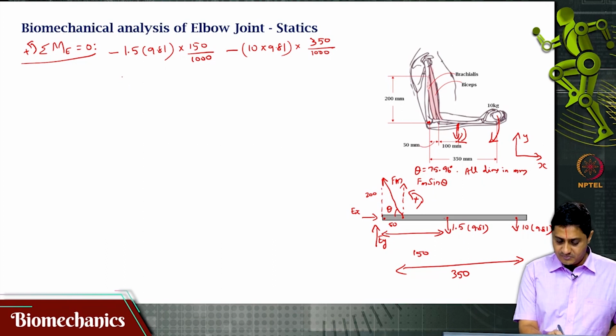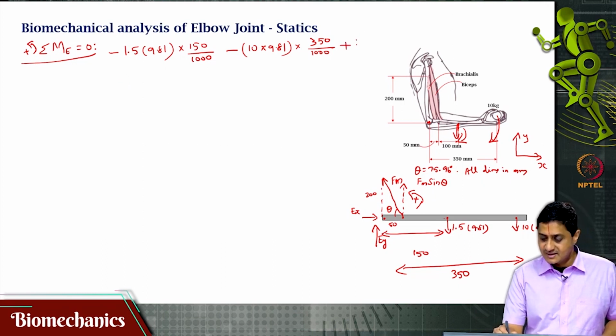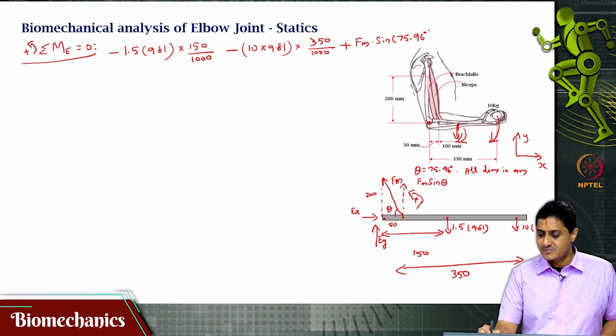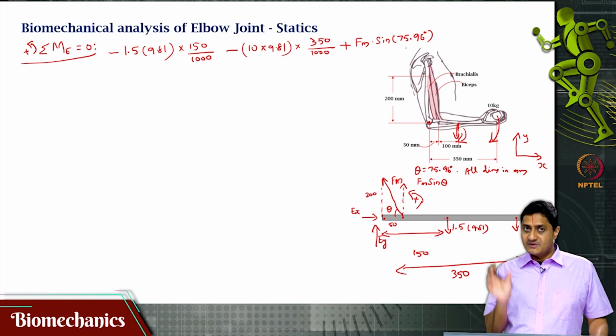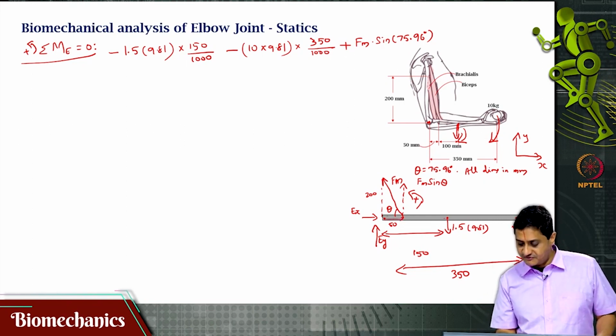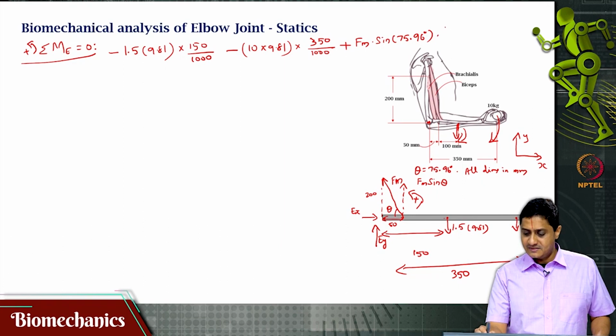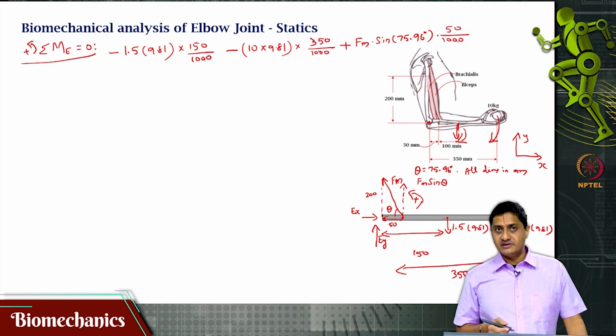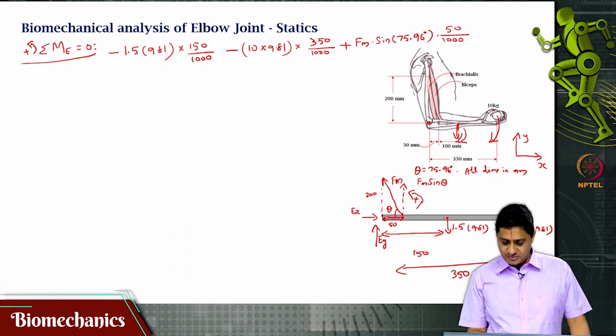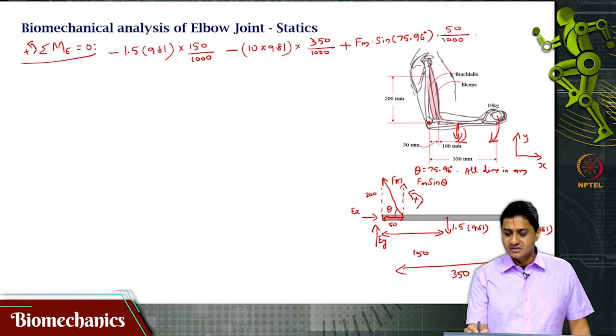So, plus. I do not know the value of Fm, so I am writing Fm sin of 75.96 times the perpendicular distance from this component, which is 50 mm only, times 50 divided by 1000. Remember, either you write it as 0.05 meters or you write it as 50 by 1000 like I am now writing. Will the horizontal component of the muscle force cause a moment? The answer is no, because the moment arm is 0. This is the horizontal component, right? That will be causing 0 moment.